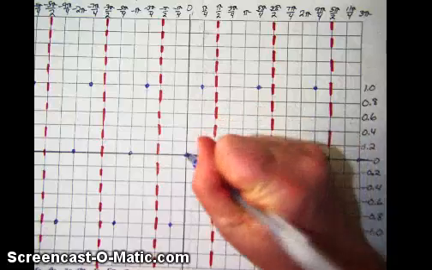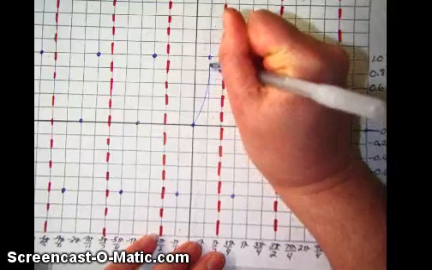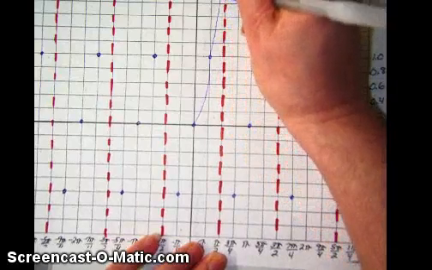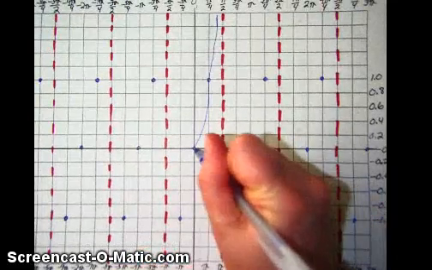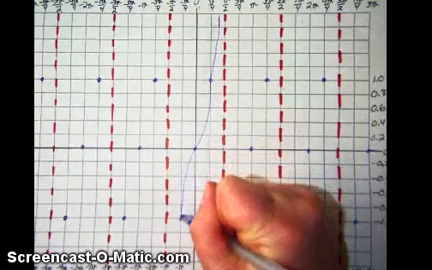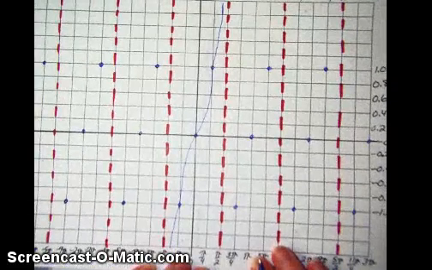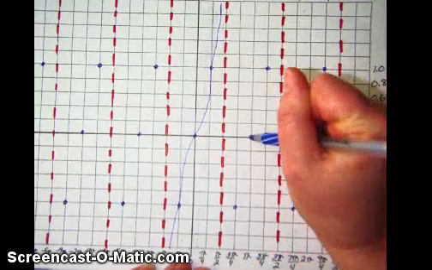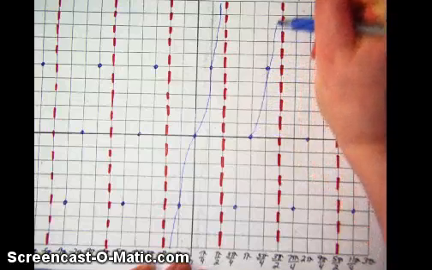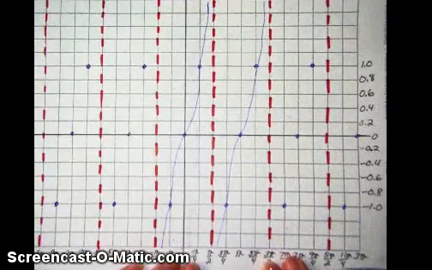If I were to start at the origin, 0, 0, I want to draw a concave up curve that goes through that point and gets close to but does not touch the vertical asymptote. If I go to the left, I've got a concave down curve that goes through that point and gets close to but does not touch the vertical asymptote. That is one cycle of the tangent curve, and that pattern will repeat between all of your vertical asymptotes.